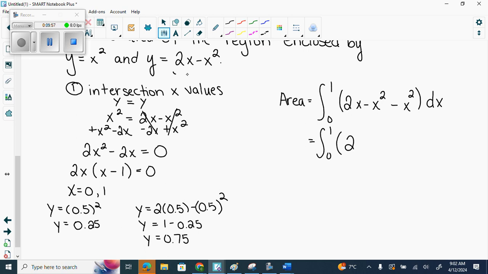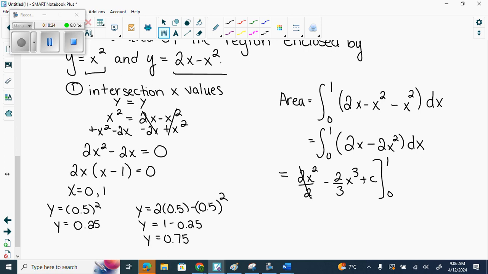Because this is the first equation, this is the second. So we're going to get 2x minus 2x squared dx. I want you to get the area, go. The antiderivative would be 2x squared divided by 2 minus 2 over 3x cubed plus c from 0 to 1. Those cancel, and so I'm left with 1 squared minus 2 over 3.